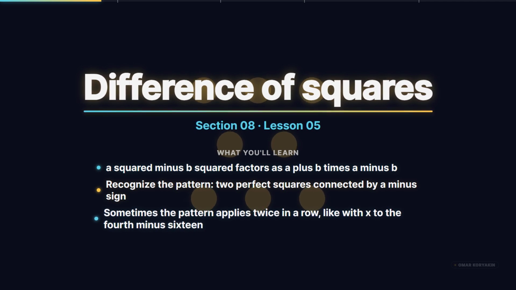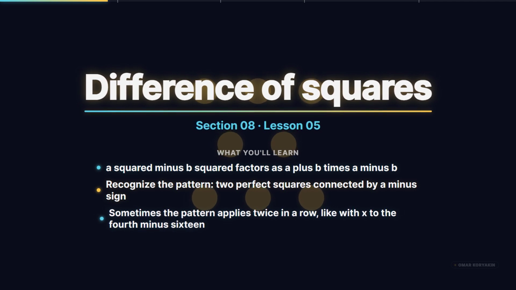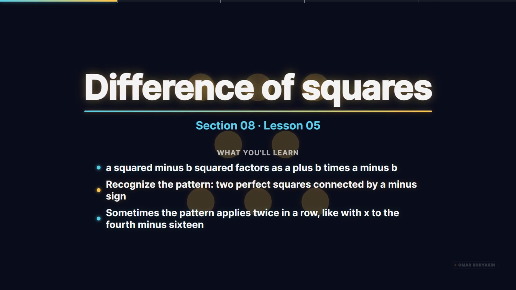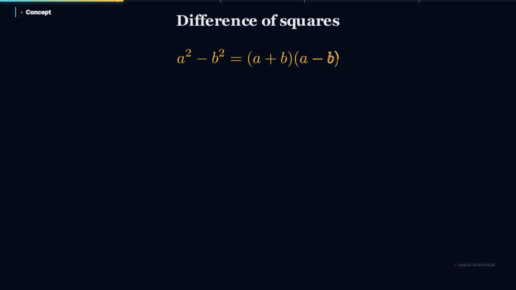Today's two examples cover the basic application and a case where the pattern applies twice in a row. The double application is the standard trick on x to the fourth minus a constant, and it lifts straight into many later sections. The pattern is a squared minus b squared equals a plus b times a minus b. Both sides represent the same quantity. The right side is the factored form.